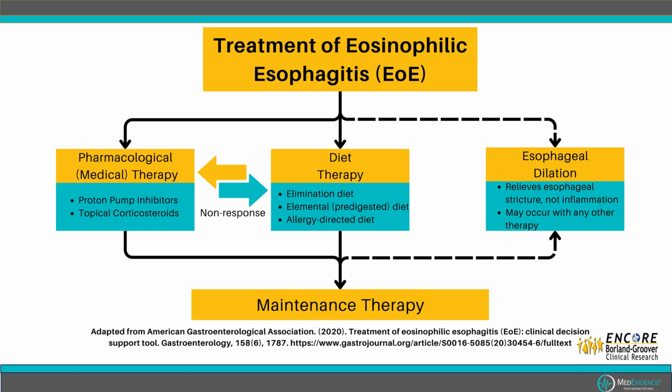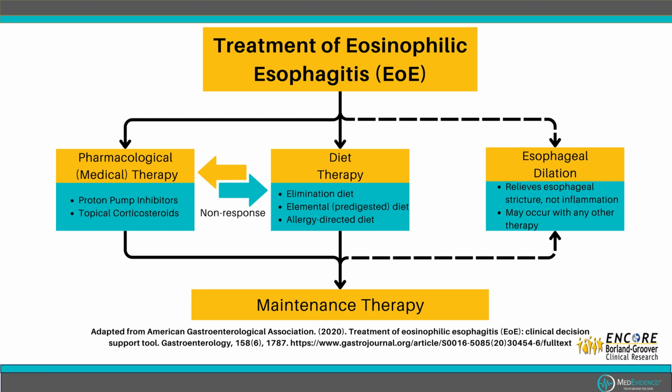And so this is a good slide from the AGA that gives a general thorough overview of how to think about treatment for EOE. So we have medical or pharmacological therapy, which includes the proton pump inhibitors, the topical corticosteroids, and now Dupixent, which is a biologic medication or injectable. We have dietary therapy, which we can do as an elimination diet, sometimes just the top 2, like the wheat and the dairy, like I talked about, or we could do all 6.